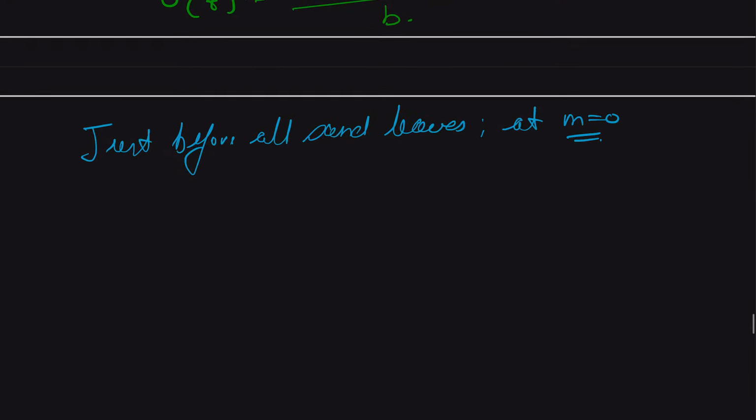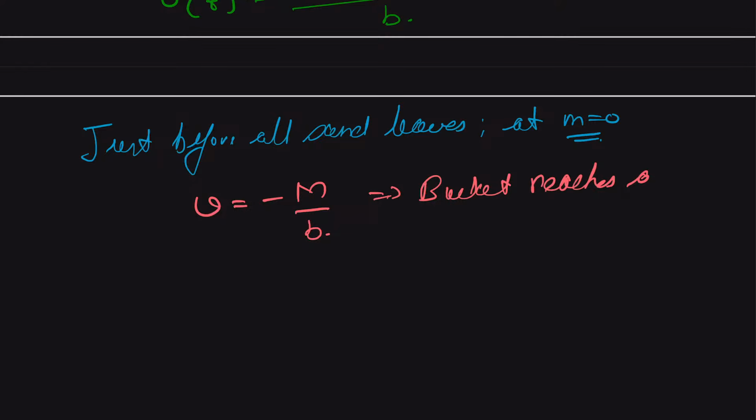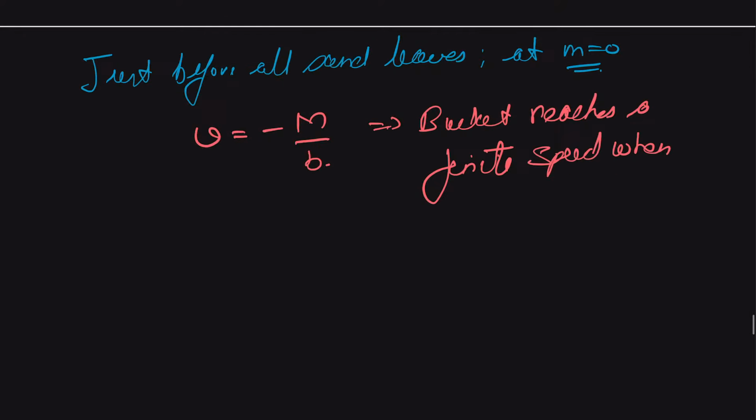It means that when all the sand is going to leave, we get our velocity v equal to minus m upon b. So the bucket reaches a finite speed when it is empty, because it is only dependent upon our mass and the constant. So we can say that the bucket reaches a finite speed when empty.